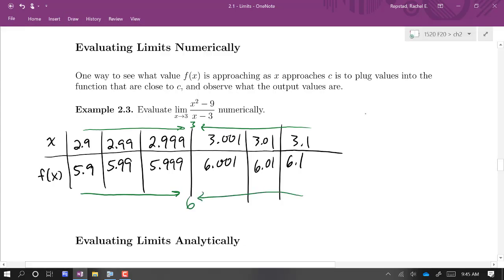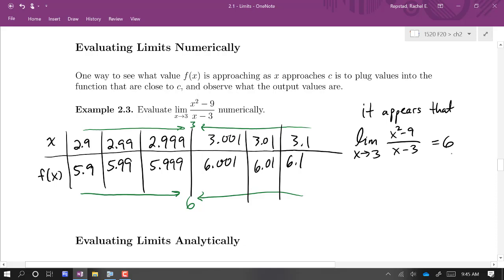So we could certainly say it appears that, it looks like the limit as x approaches 3 of x squared minus 9 over x minus 3 is equal to 6.